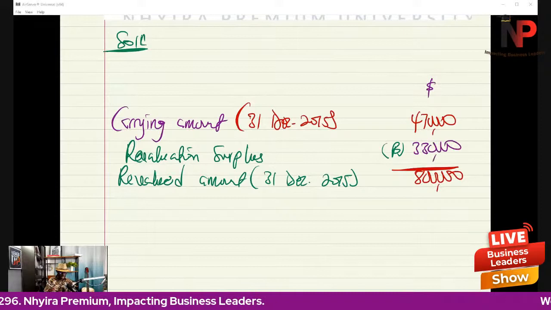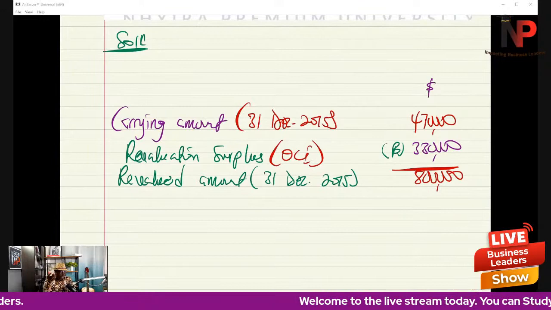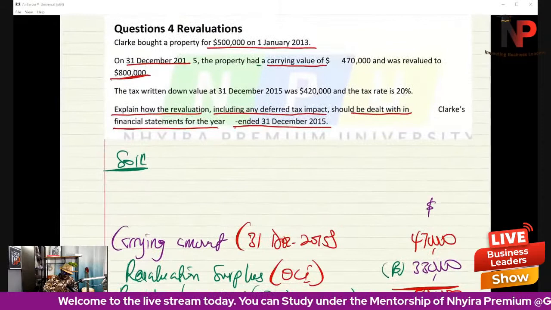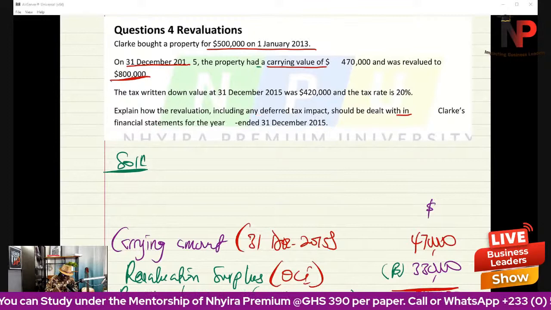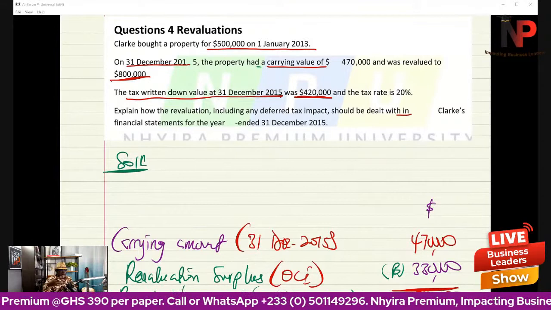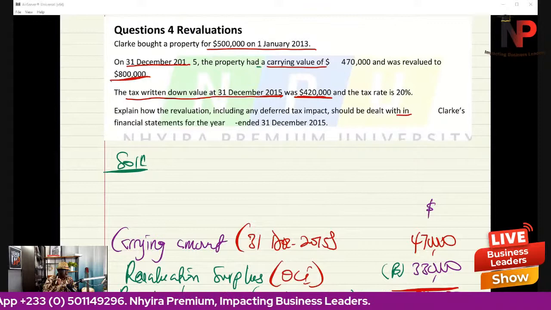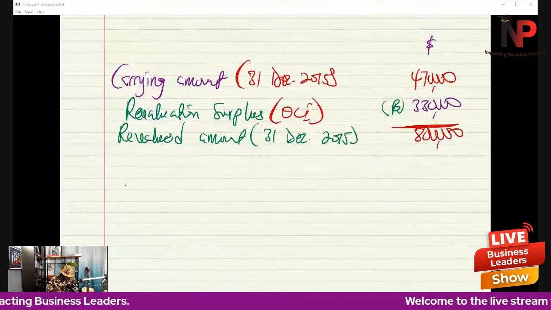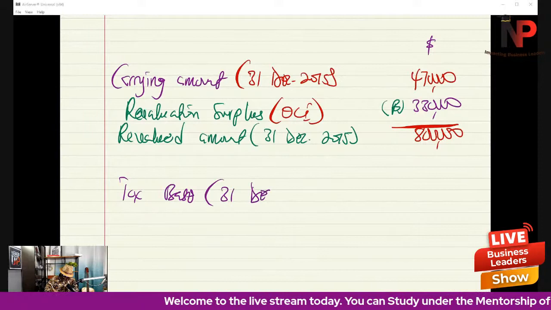But that's not all we have in the question. That is not all at all. So let's continue with the question. It says that, let me clean up this requirement part. It says the tax written down value at 31st December was $420,000. So that is the tax base of the asset as of 31st of December, and that is 420,000. So we're going to be bringing in the tax base on that same day, 31st December 2015, and that is an amount of 420,000.